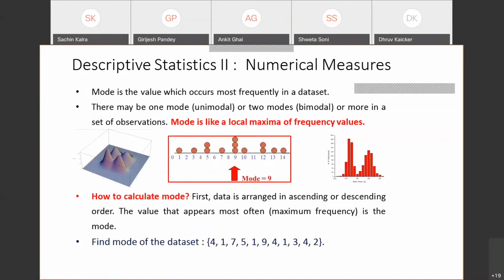Now we have mode. Okay, so mode is the value which occurs most frequently. It's plain and simple. Here we can see the 9 has the maximum number of counts. So mode is 9. And data can be unimodal or bimodal. So this data is unimodal. We have only one mode. Sometimes we have bimodal, that we have two modes in the data.